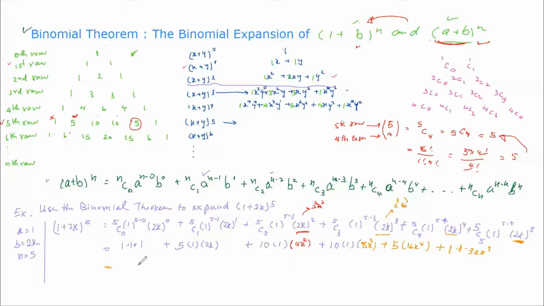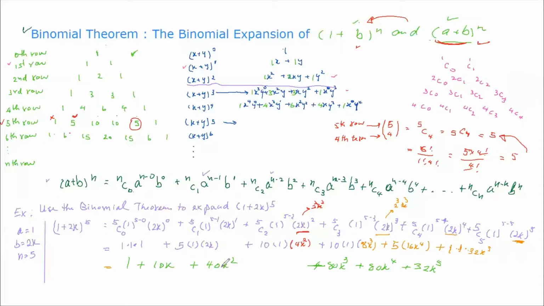This one is going to be 1 plus 5 times 2, which becomes 10x. This one becomes what? 4 times 10, 40x squared. And this term, right? This term, next, is going to be 80x cubed. And this term, 16 times 5, becomes 80x power 4. And the last term is going to be 1 times 1 times 32, which becomes 32x cubed. Sorry, x fifth. So that's the final answer.